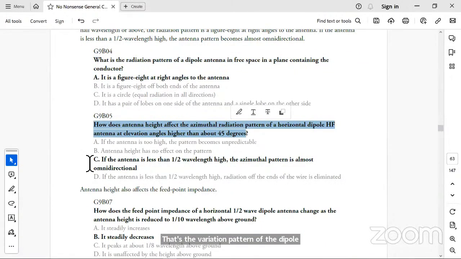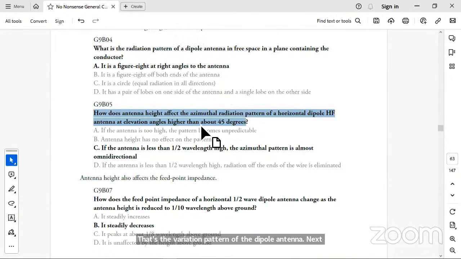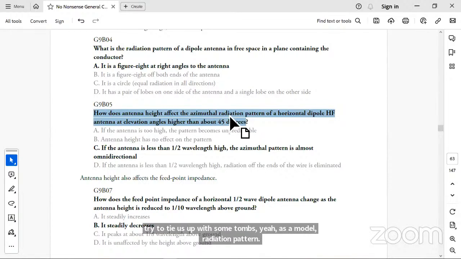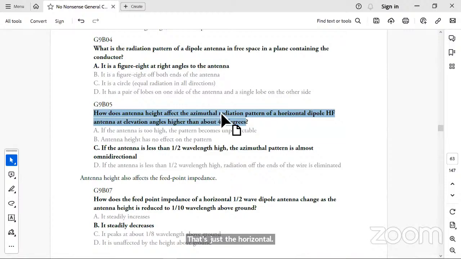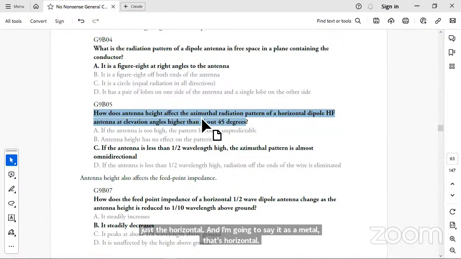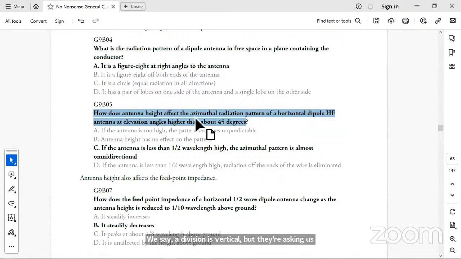Next question in the question pool: how does antenna height affect the azimuthal radiation pattern of a horizontal dipole HF antenna at elevation angles higher than about 45 degrees? So let's dissect this question a little bit, right? They try to tie us up with some terms here. Azimuthal radiation pattern, that's just the horizontal. Remember when you say azimuthal, that's horizontal. We say elevation is vertical, but they're asking us about the azimuthal, or horizontal, radiation pattern of the horizontal dipole.